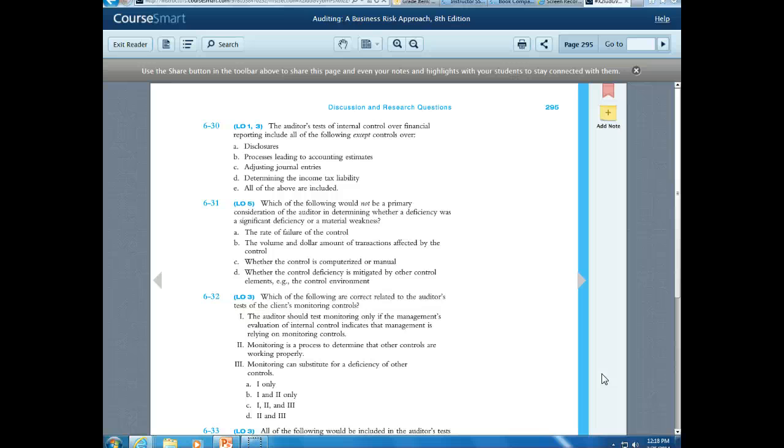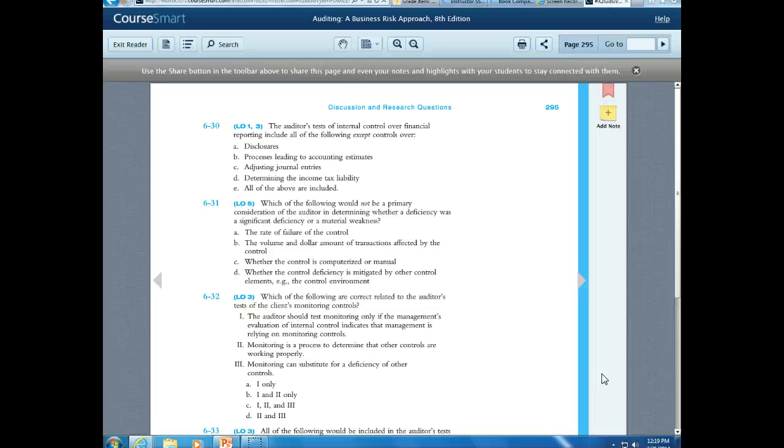Does it matter the rate of failure? Yes. If the rate of failure goes past a certain level, that's going to change from a significant deficiency over to a material deficiency, a material weakness. What if the volume and dollar amount of transactions are affected? Do we care if the volume and dollar amount is $1,000 versus $1 million? Yes. Significant, yes. Do we care if the control is a computerized control or a manual control? No. A deficiency is a deficiency is a deficiency, right? No matter how it's computerized or manual, it's still a deficiency and warrants concern. So C would be the right answer there, guys.